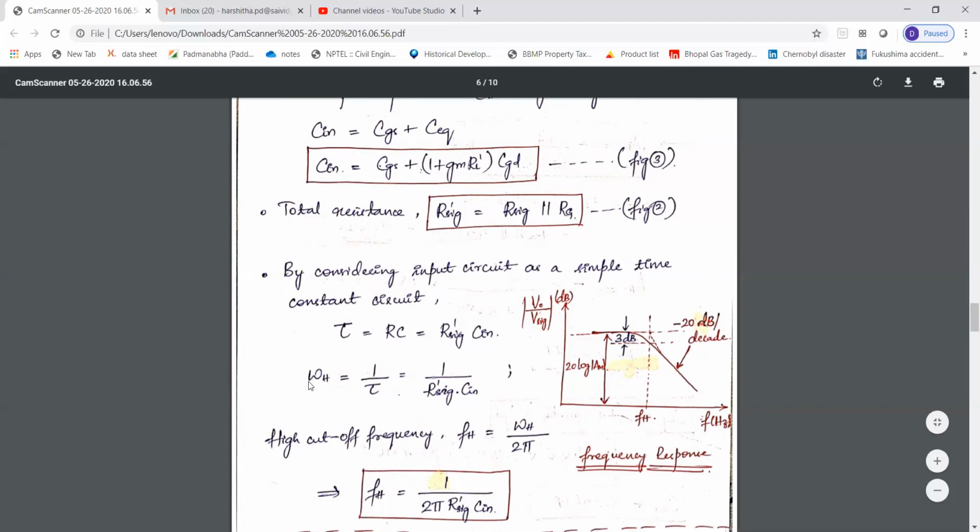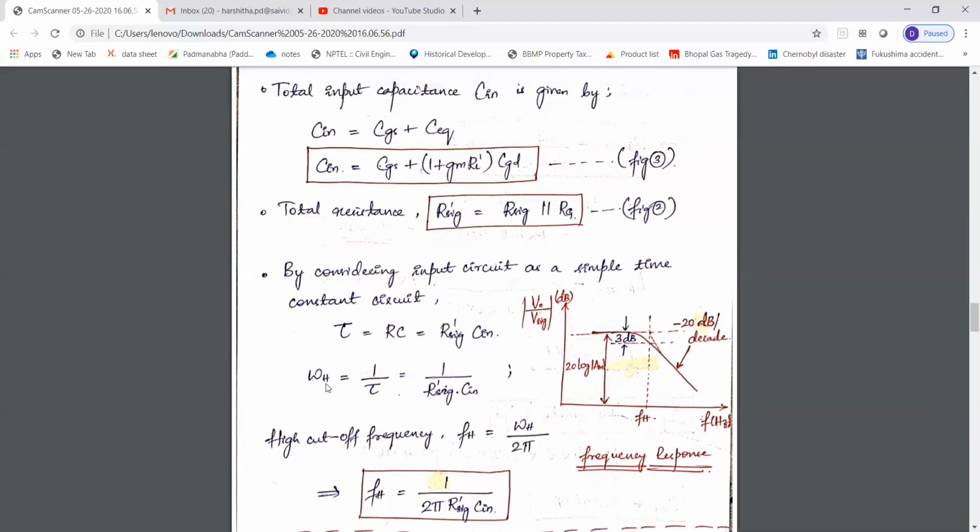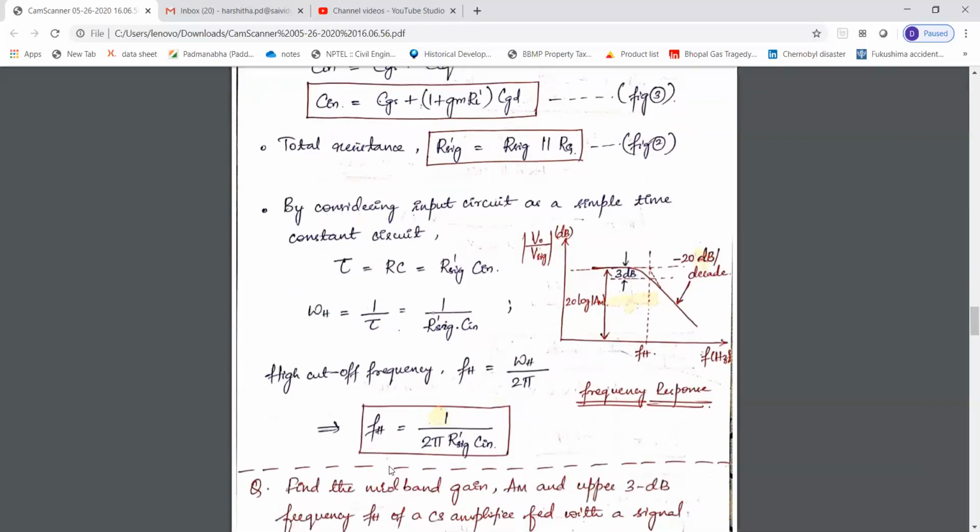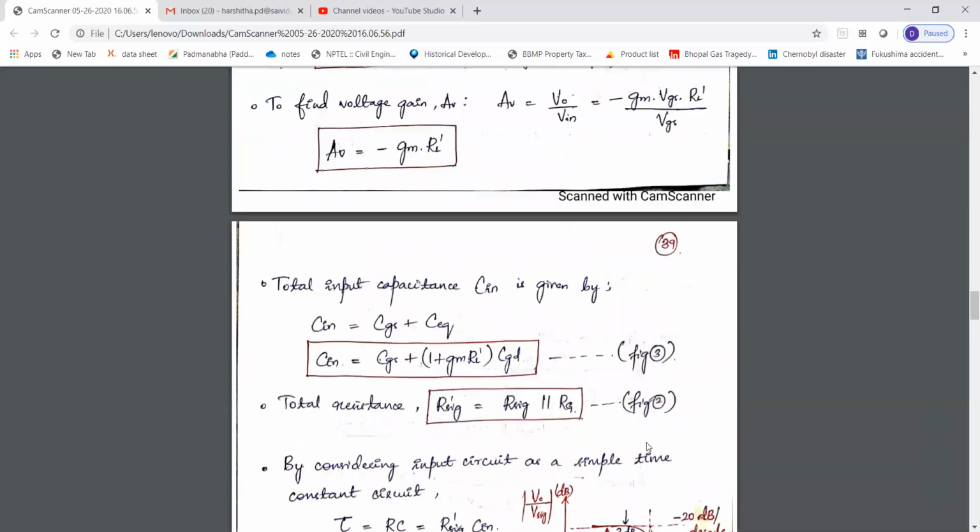Next, this omega H, meaning H for high frequency. Omega H is equal to 2 pi f, isn't it? Omega is equal to 2 pi f, so omega H will be equal to 2 pi f_H. This is also the reciprocal, 1 by tau, that is equal to 1 by R signal dash into C in. Now f_H will be equal to omega H by 2 pi. Substitute whatever we have got for omega H here, and we'll get f_H is equal to 1 by 2 pi R signal dash into C in. So let's summarize what we did.